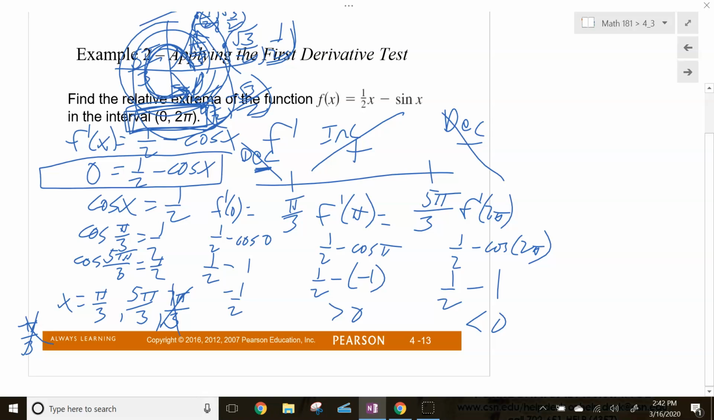And we can start plotting points again to kind of get a picture of this thing. But the relative extrema here, to answer the question, well, we're going to have a local min here, pi thirds, because it decreases, then it increases.